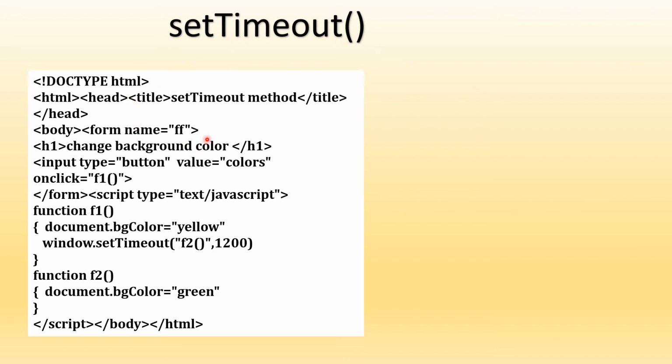So what does it do? setTimeout: this method calls a function or evaluates an expression after a specified number of milliseconds. So here 1000 milliseconds is considered as 1 second.